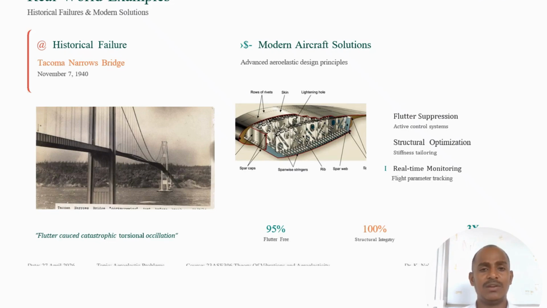Now a real-world example gives us a clear understanding. One of the famous historical examples is the Tacoma Narrows Bridge failure in 1940. The bridge collapsed due to flutter-induced torsional oscillation. This event changed structural engineering forever. Modern aircraft now use active flutter suppression systems, structural optimization, and real-time monitoring sensors. So today's aircraft are highly safe and have longer service life.